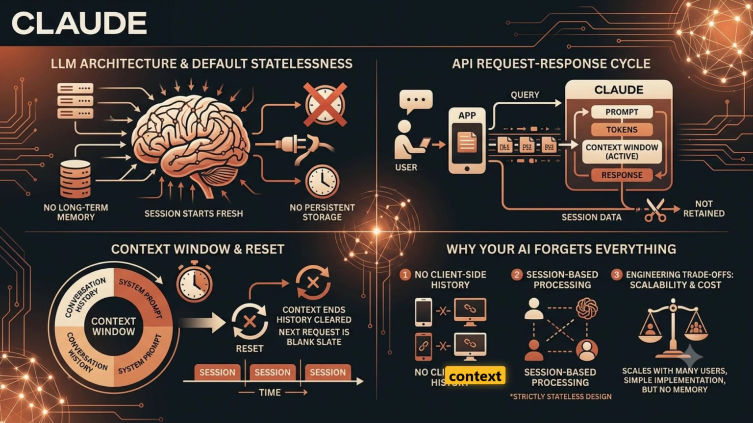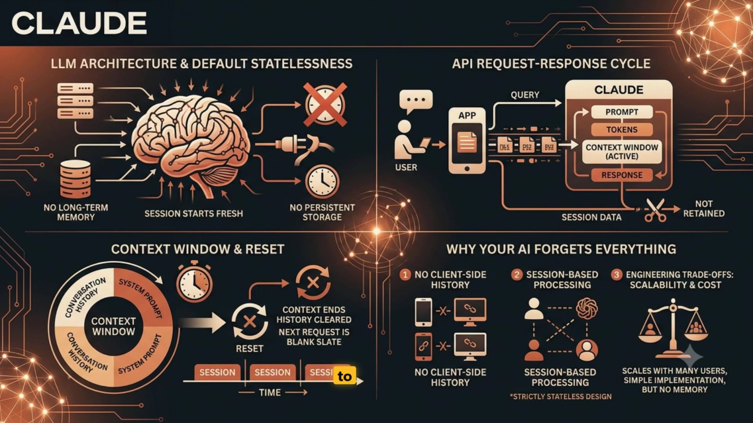The payload passes tokens into an active context window, generates a response, and then a pair of scissors literally cuts the session data off from being retained. That scissors icon is the exact failure condition. When an API request completes, the server tears down the worker process and drops every active state variable from VRAM.